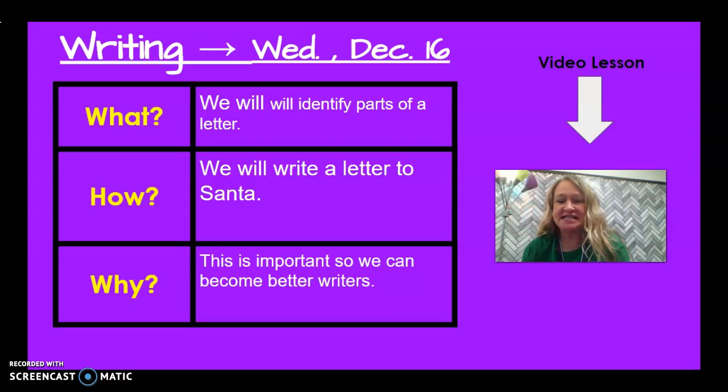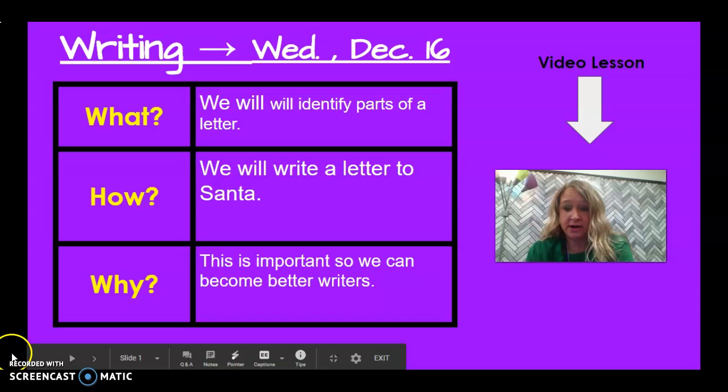Hi, first grade friends. Today is Wednesday, December 16th, and in writing, we are going to identify the parts of a letter. Then we will write a letter to Santa, and this is important so that we can become better writers.